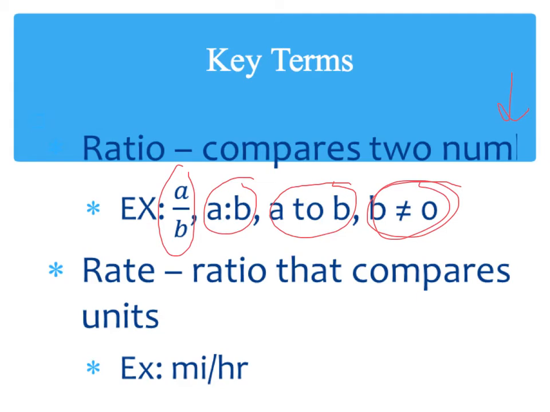And then a rate is a ratio that compares two units of measure. An example that you would be familiar with would be miles per hour.